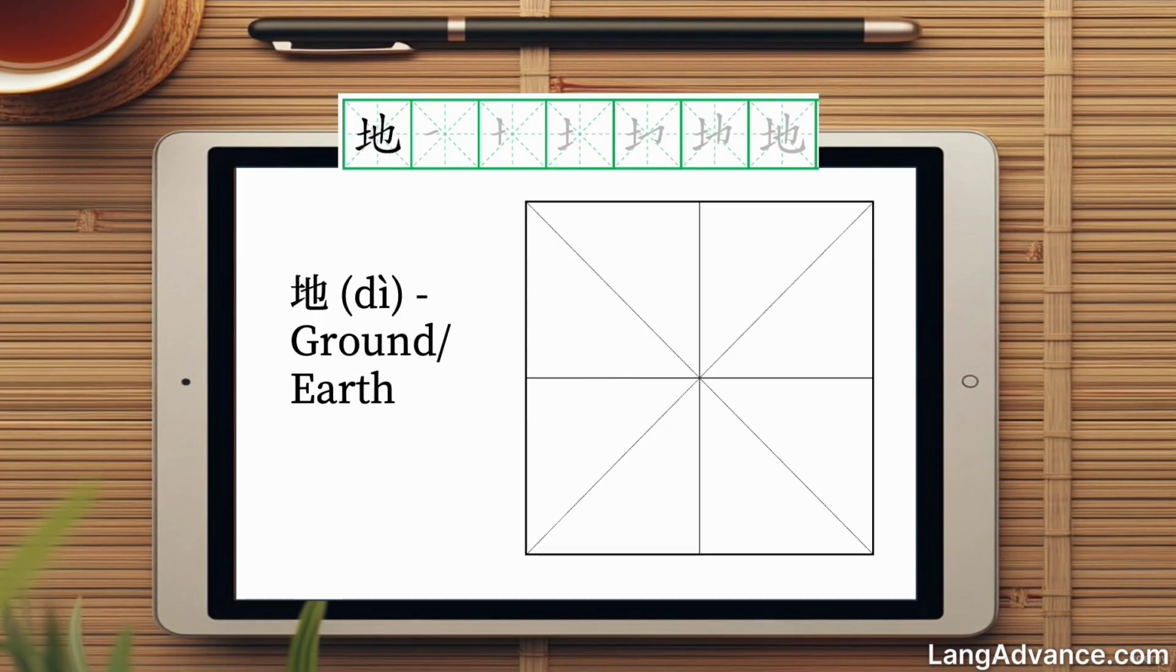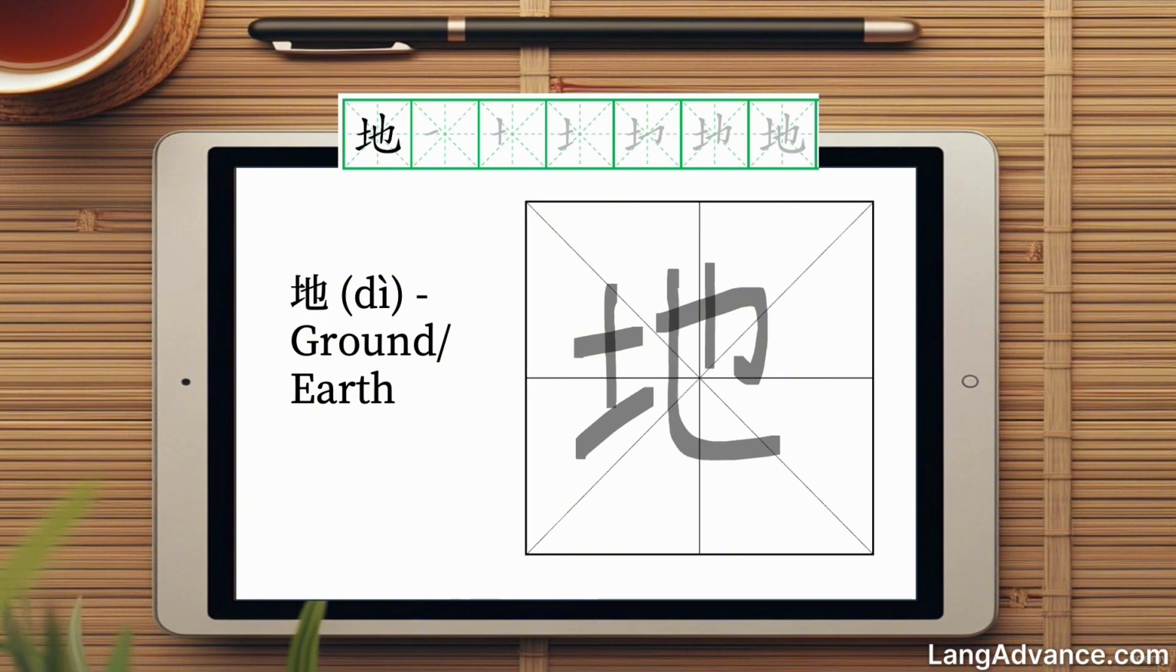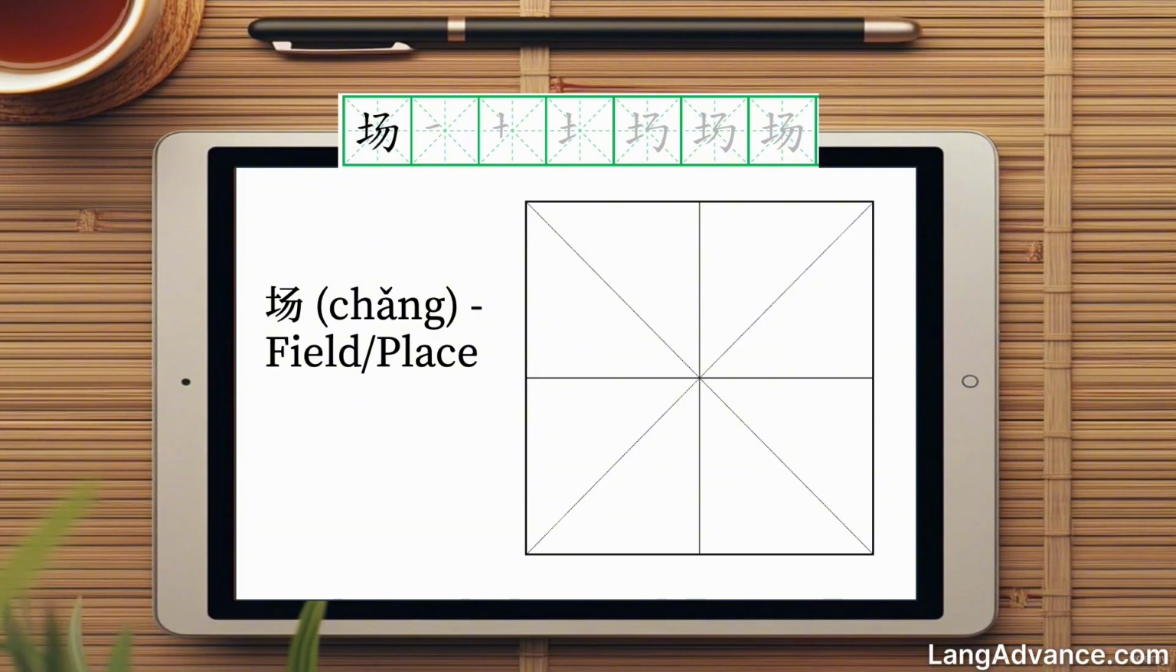Let us build on it and write 地, which is ground or earth. We have the mini 土 followed by the 也. Let's see how to write that again. Awesome. In China, you'll find places or signs have to do something with 场, that means field or places.